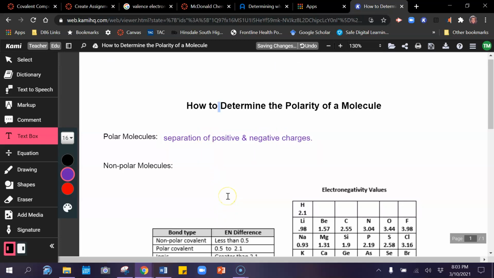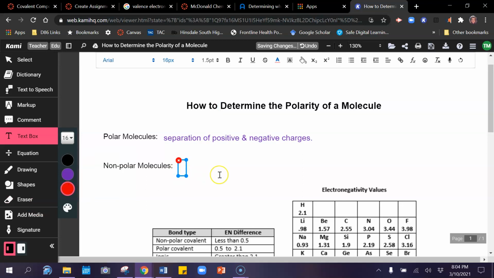This is going to happen when you have a very electronegative atom and a lesser electronegative atom that are bonded together in a molecule. And what happens is that the more electronegative atom is going to pull the electrons toward it. That leaves the less electronegative atom more positive, and it makes the more electronegative atom more negative because electrons have a negative charge.